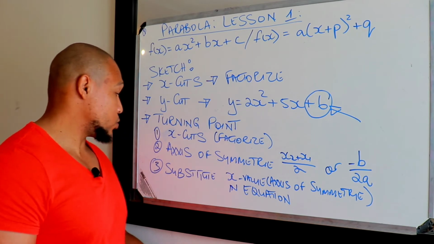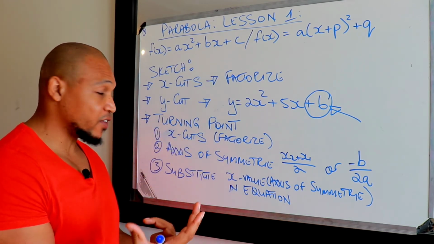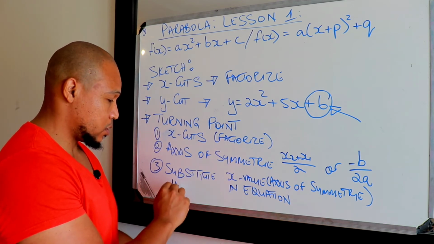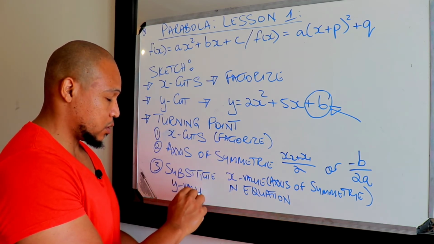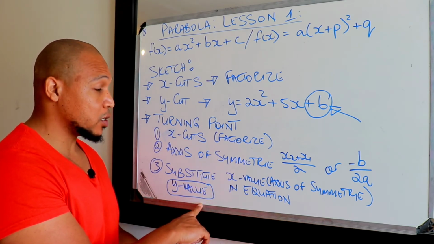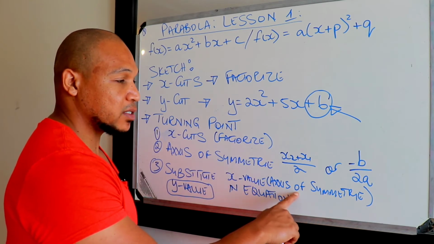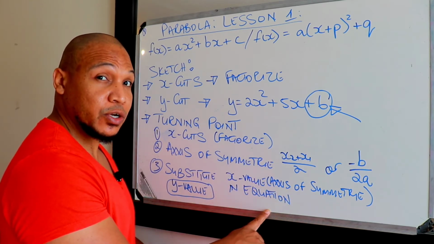The third, or number 3, that you need when it comes to your turning point is to get your y value. Then to get the y value of your turning point, you substitute your x value, that would be the axis of symmetry, in the original equation.